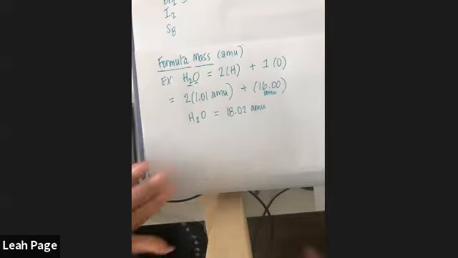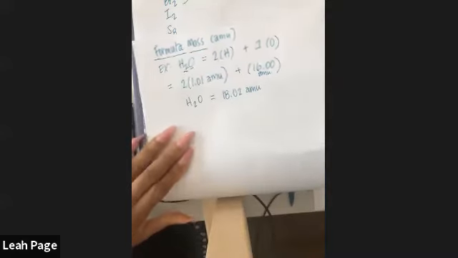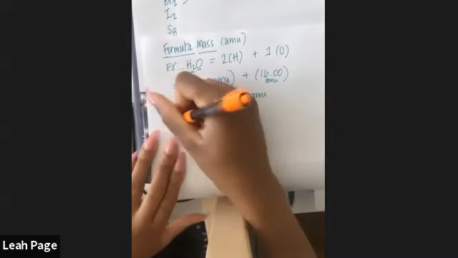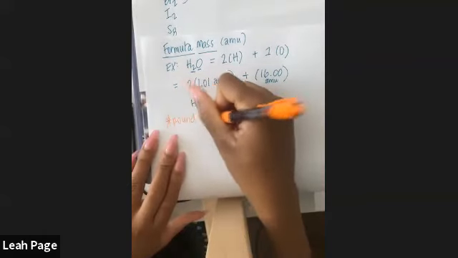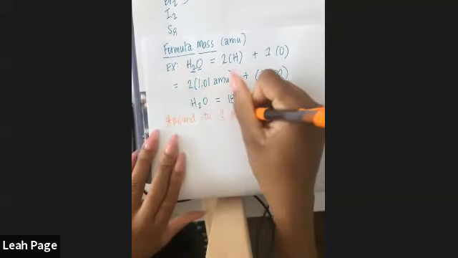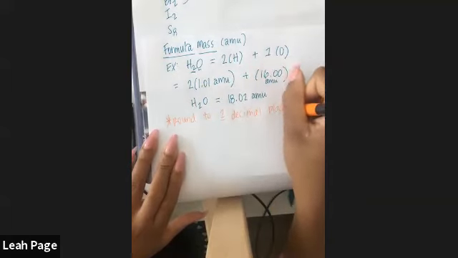All right, so just put a star that says round to 2 decimal places.